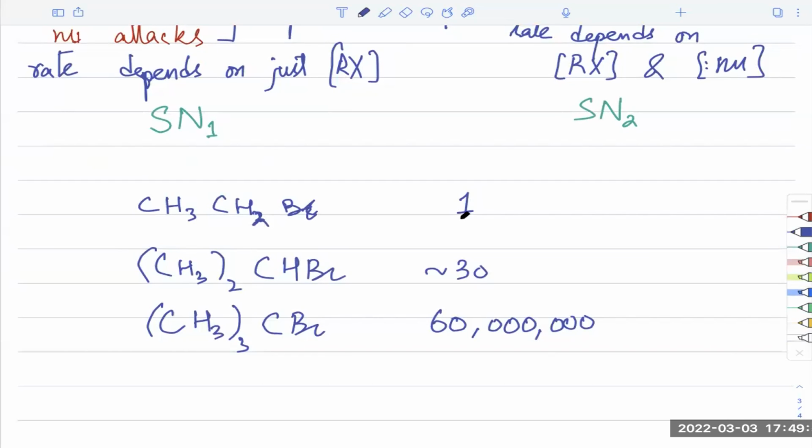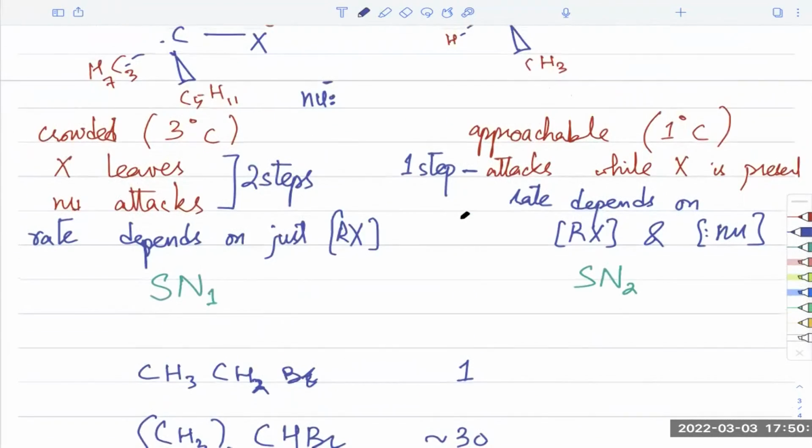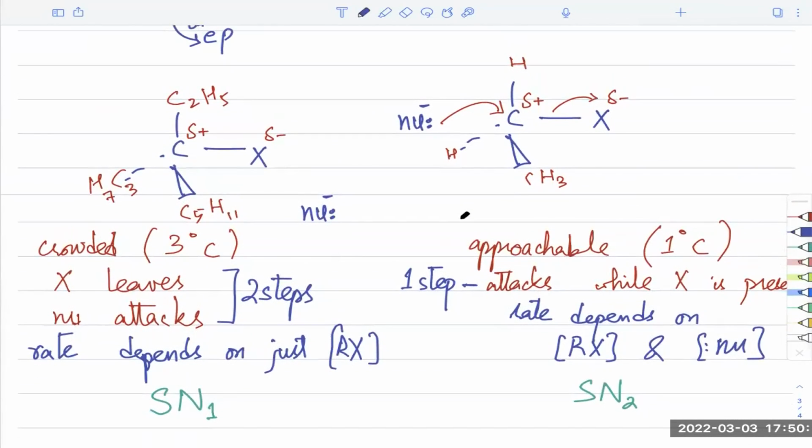Another way of saying the same thing is that the activation energy for a primary carbocation to be made is much higher than the activation energy of a tertiary carbocation to be made. So it will not undergo this route, it will take this route. The moment this nucleophile leaves, the other nucleophile comes in. वो parallel में उनको displace करेगा. It will do it in one step.